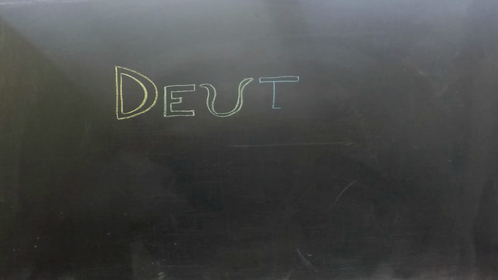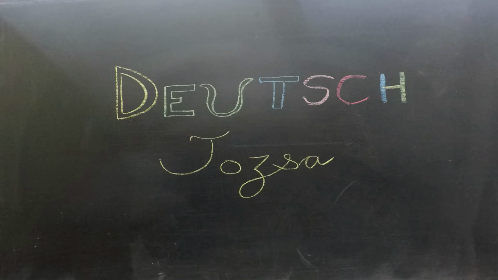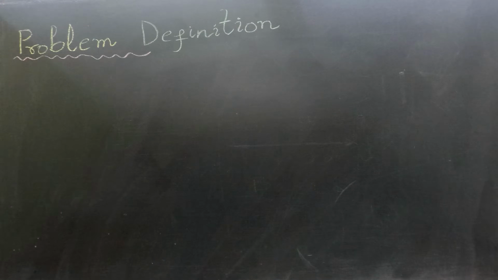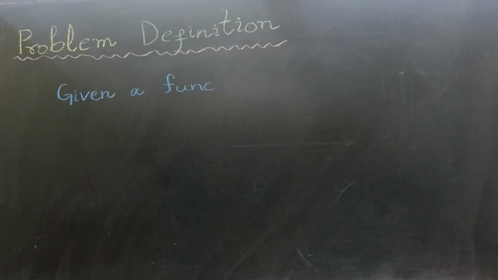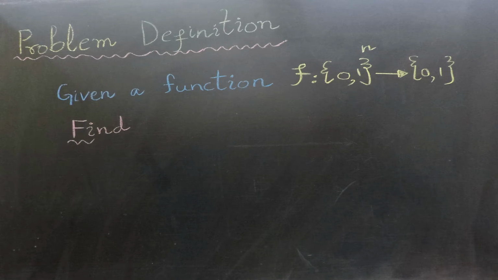In this video, we will learn about Deutsch-Jozsa algorithm, which is a generalization of Deutsch algorithm presented in the previous video. Let's start with the problem definition. The key difference from Deutsch algorithm is that now our function, say f, takes n bits as inputs instead of 1 bit and produces a single bit output.